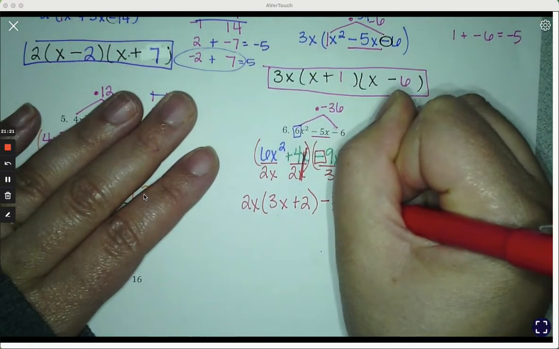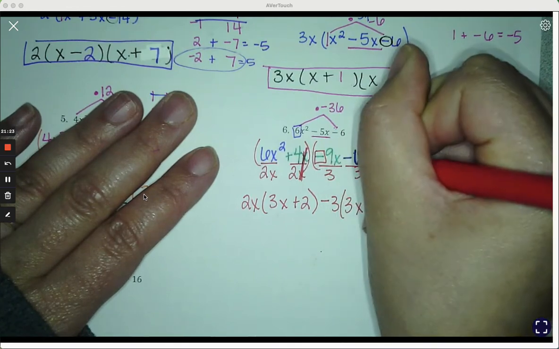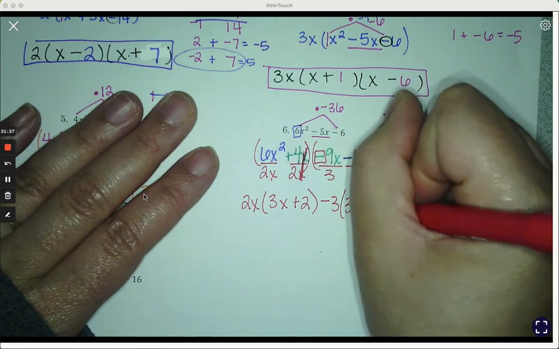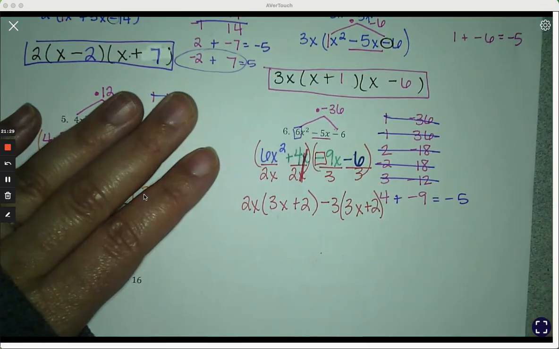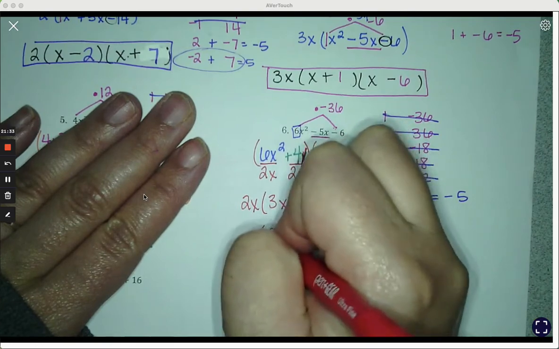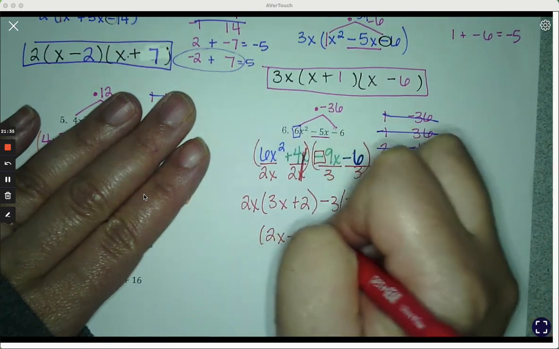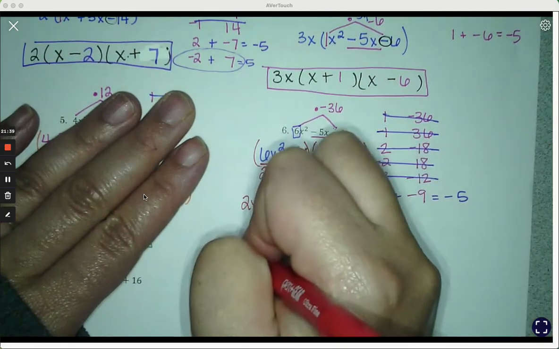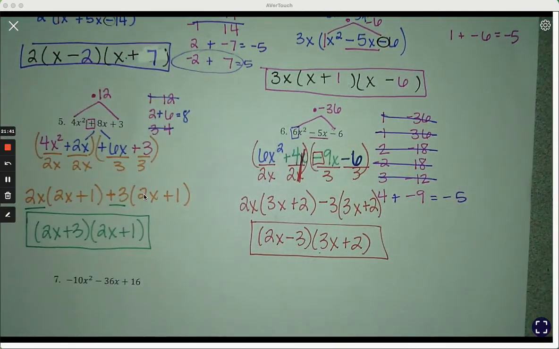So 3x plus 2. Yeah, so there we go. So we have 2x minus 3 times 3x plus 2. Okay, you're welcome to try the last one on your own.